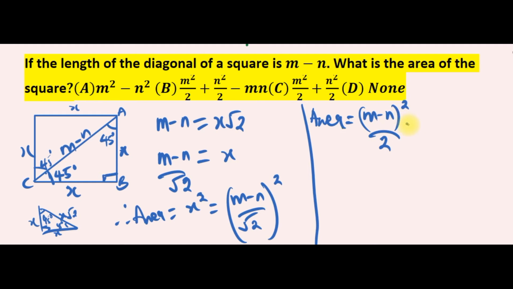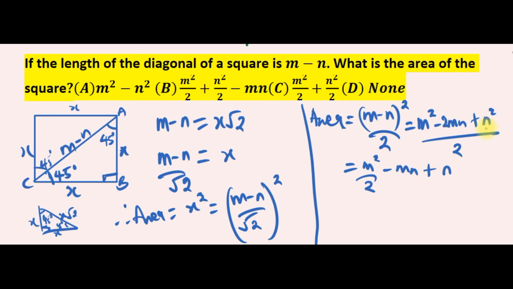Okay, let's expand this. This is m squared minus 2mn plus n squared over 2. So okay, let's continue. We can divide each of these because they have a common denominator, so which is now m squared over 2, minus mn, plus n squared over 2. So our answer is B.